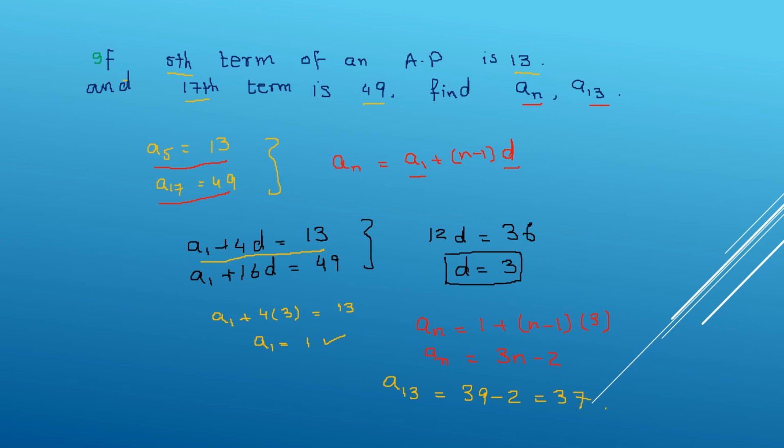So we were given the fifth term and 17th term of an AP, and asked to find a_n. We need to find a_1 and d to find a_n. We use these given conditions, get a_1 and d, and by plugging in we get a_n. This is the general formula for a_n that we have obtained. Now just by plugging n equal to 13, we get the answer for a_13.